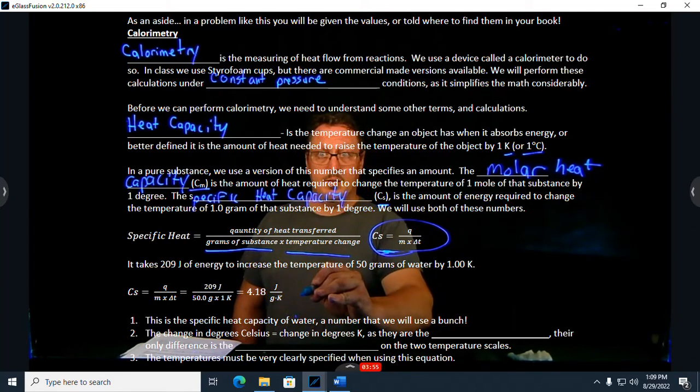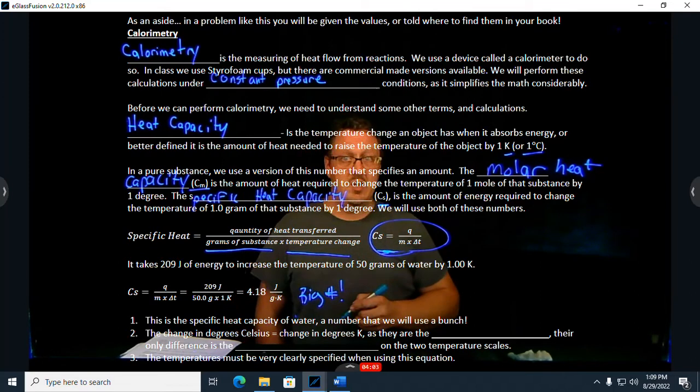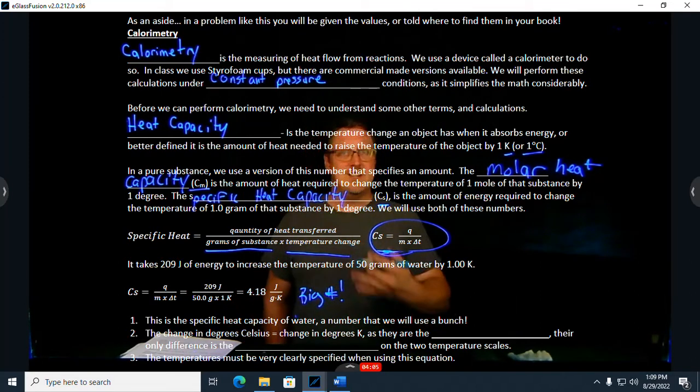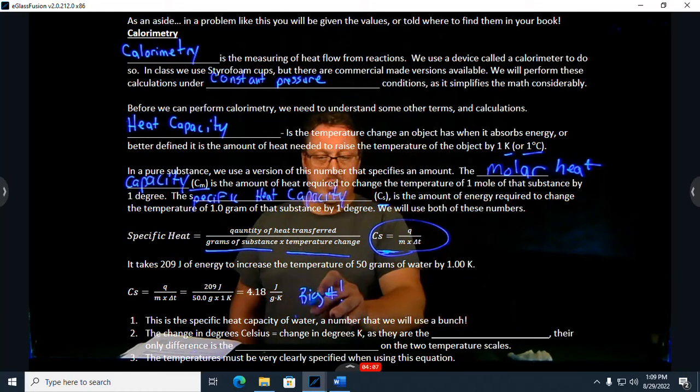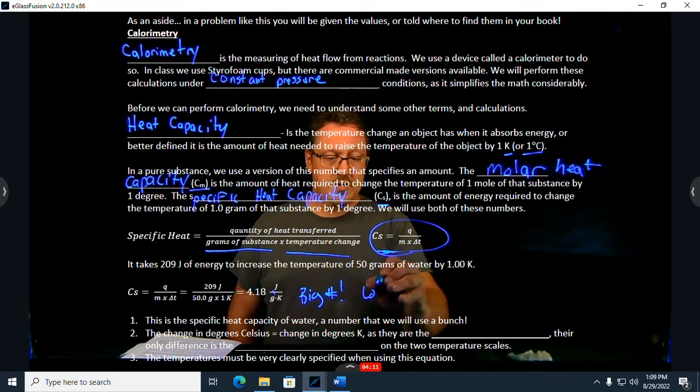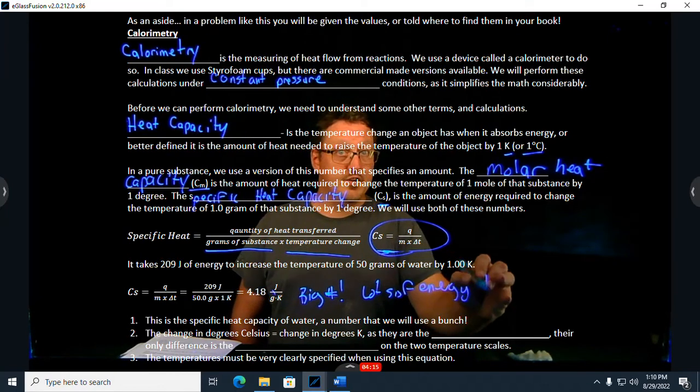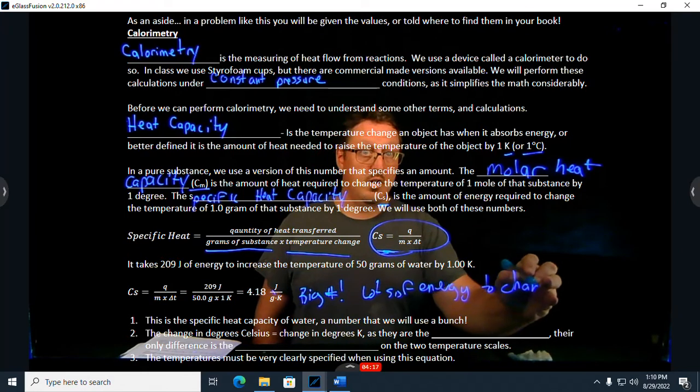Now, this is a big number, actually. As far as specific heat capacities go, this is a pretty big number. Okay? And so that means that it takes a lot of energy to change the temperature of water. Because the value of this number is as big as it is, it takes lots of energy to change the temp of water.